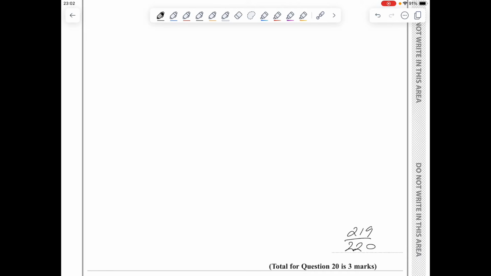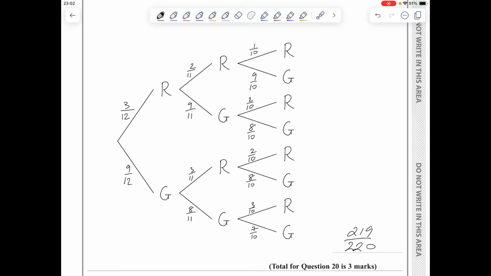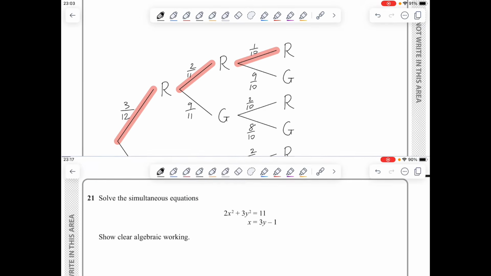If you want to visualize this as a tree diagram, this is how your tree diagram will look like. And the probability of selecting 3 red counters is the product of the first 3 branches at the top.